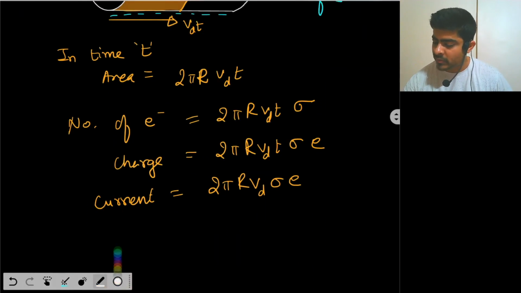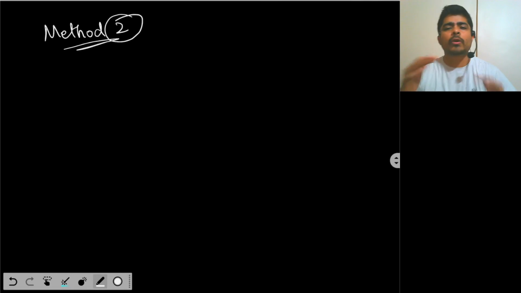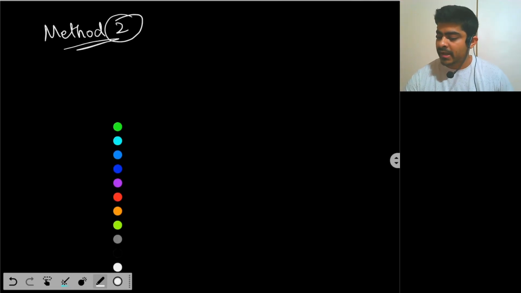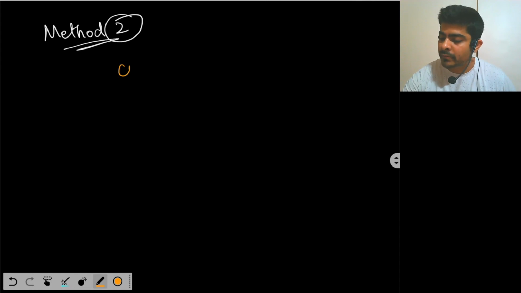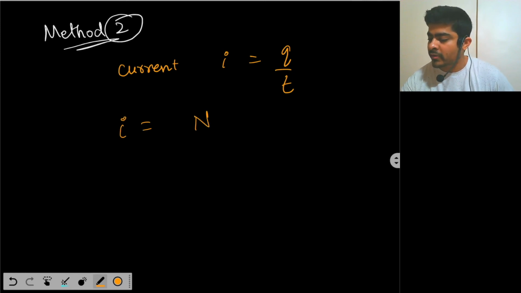Now there's another way to solve this. So let's write method 2. Okay, so what does method 2 say? We solve it using dimensional analysis. So current will be what? Current I will be Q by t. So I will be number of electrons into charge on one electron by t.